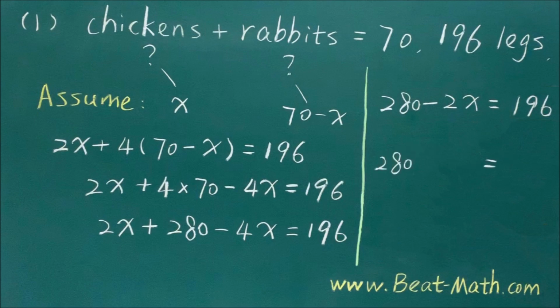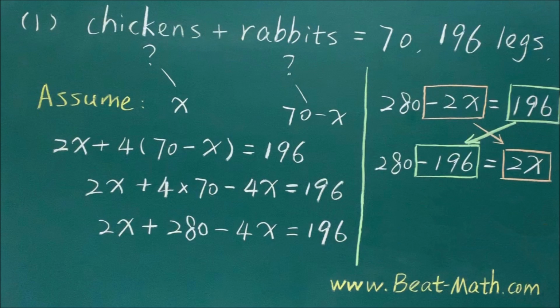The next step, I think you already know, is transposition. By moving negative 2x to the right side and 196 to the left side and changing the sign, we get 280 minus 196 equals 2x. That is, 84 equals 2x. Divide both sides by 2 and you get x equals 42.